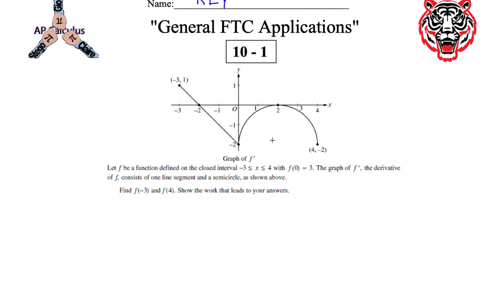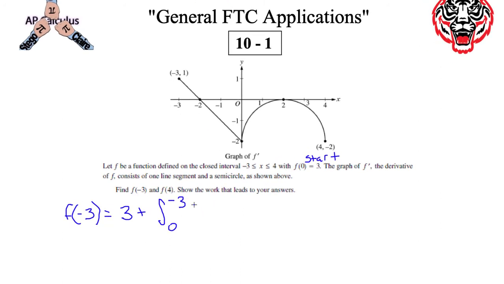This is a graph of f prime, which is nice because when we need to find f of -3, as we saw in our notes, f of -3 is equal to your start amount, which is 3, plus your change, and the change is going to be the integral between 0 and whatever the time is, -3 in this case, of f prime of x dx. It is x in this case, not t.